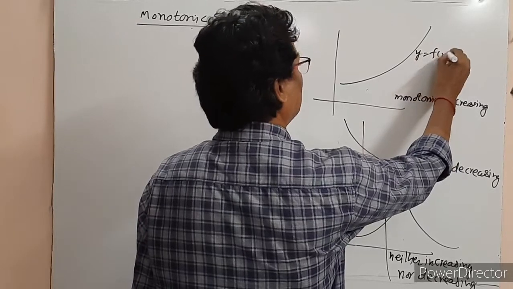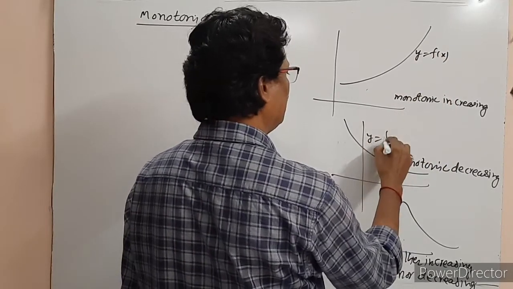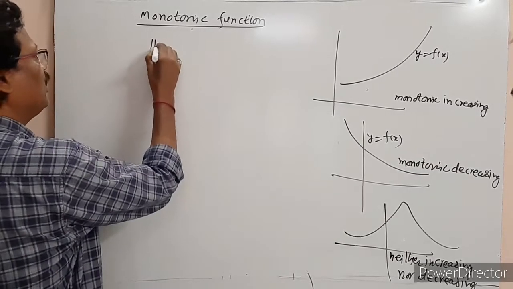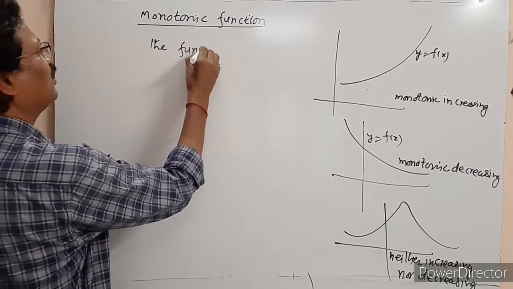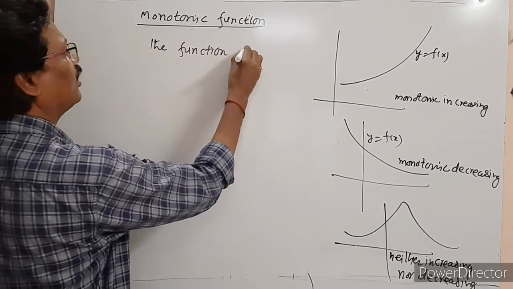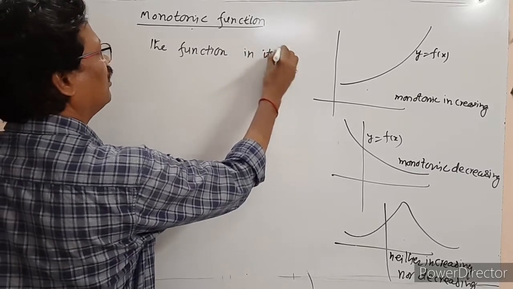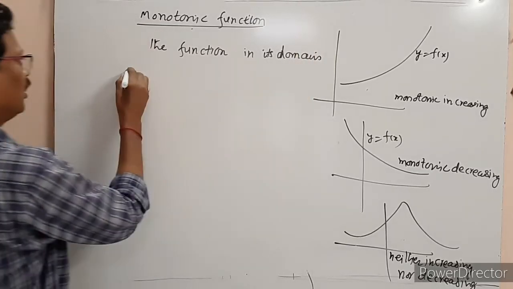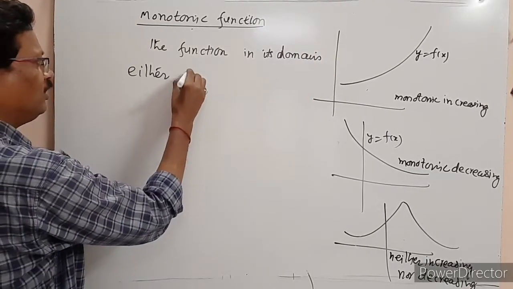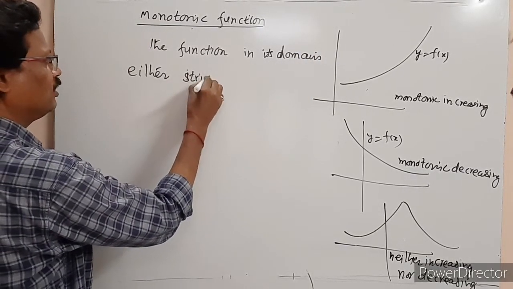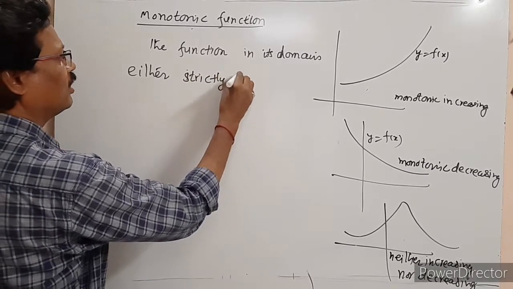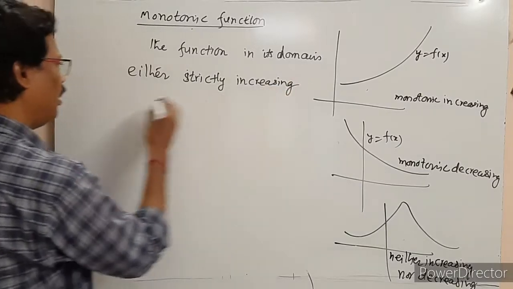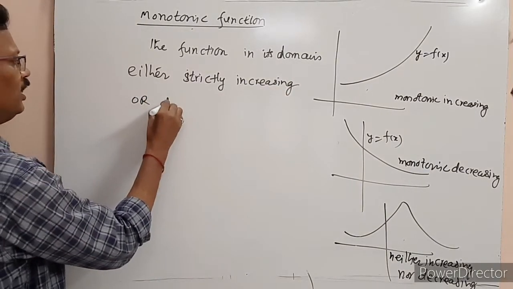y is equal to f of x. This is another different function, y is equal to x. Now the function in its domain is either strictly increasing or strictly decreasing.